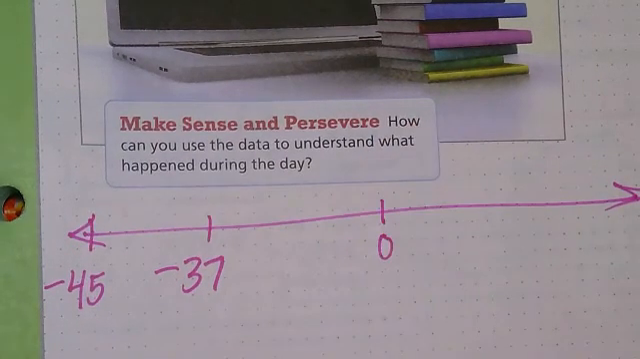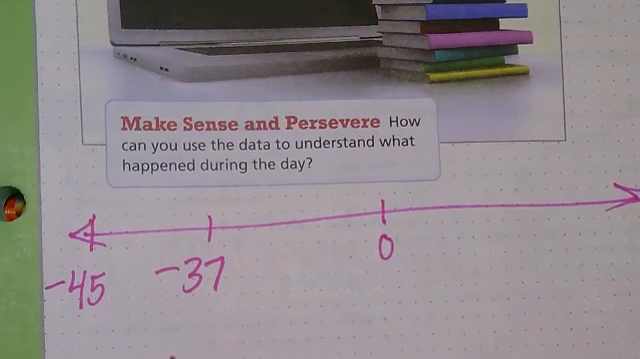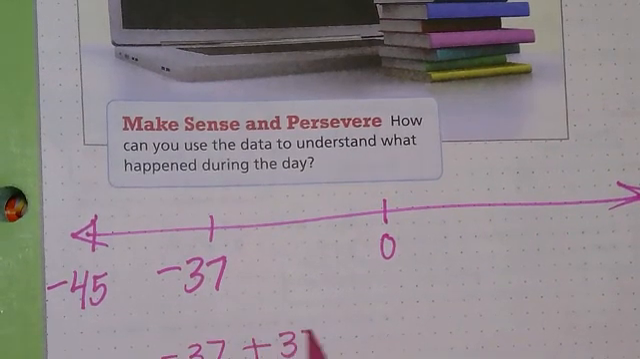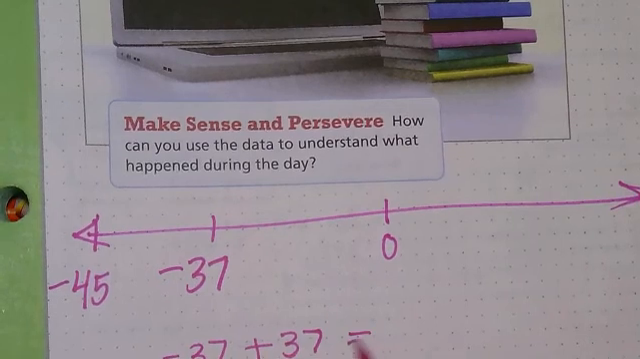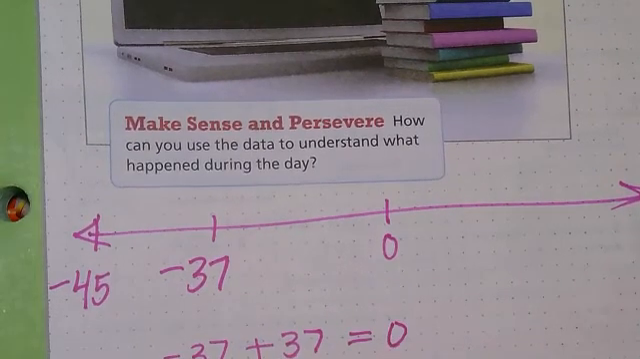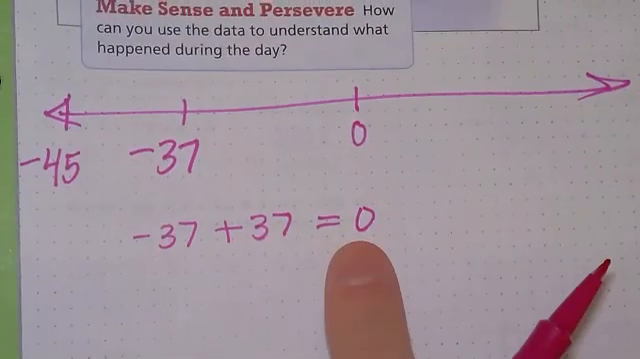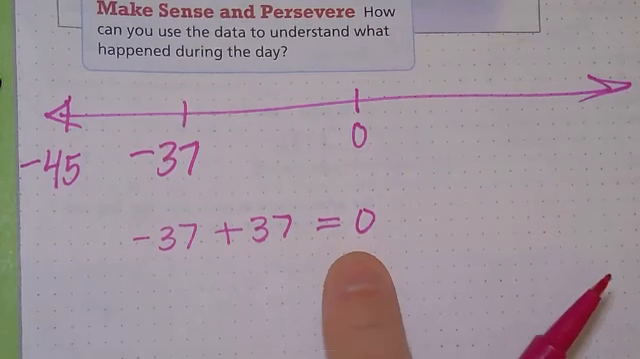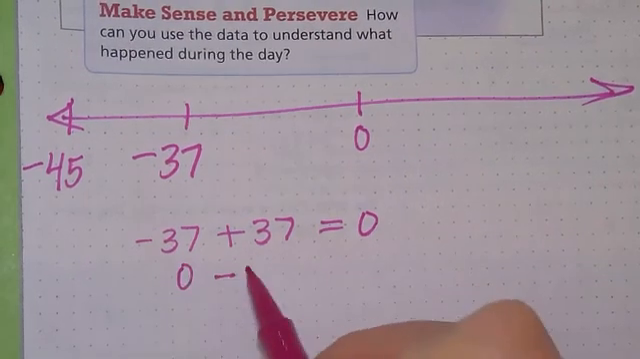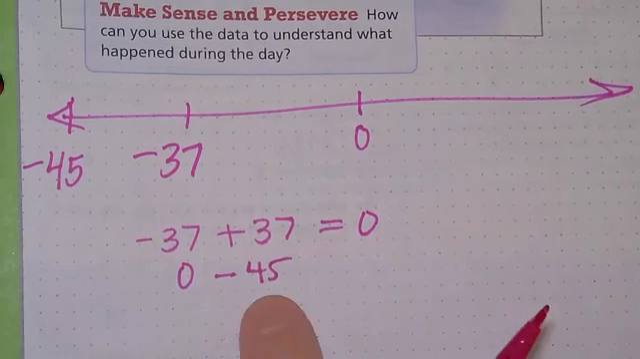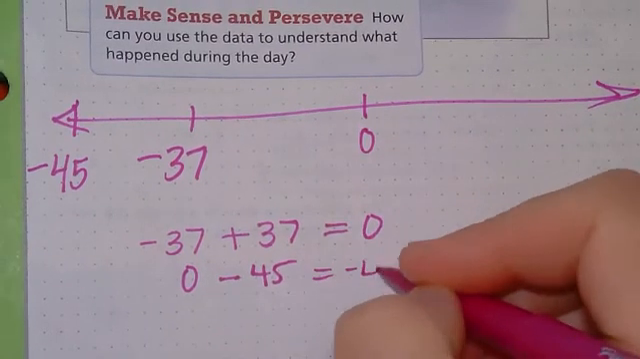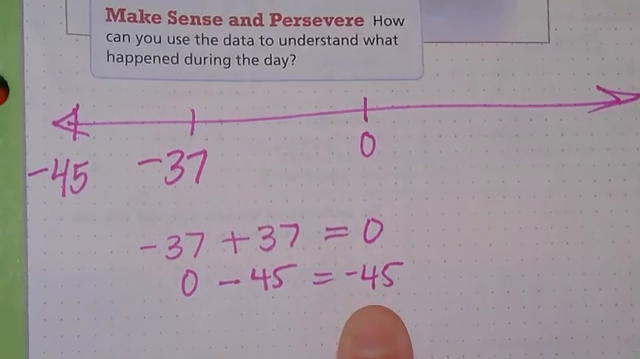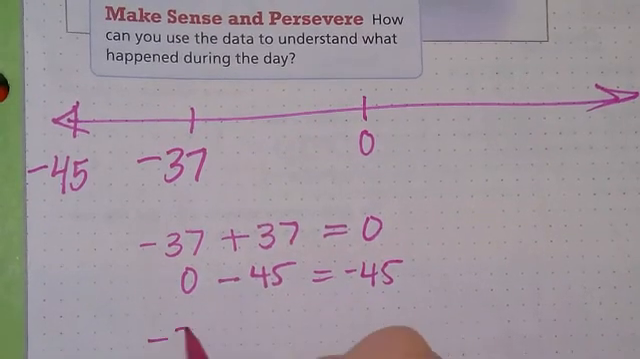So a whole bunch of things could have happened, right? Over the course of the day, these 37 books could have been returned. And at one point in the day, we could have had no books checked out in the library. Now, that's not very likely, but that could have happened. And then over the course of the day, 45 books could have been checked out, which would have left us with a number of negative 45. So there's a whole bunch of things that could have happened.